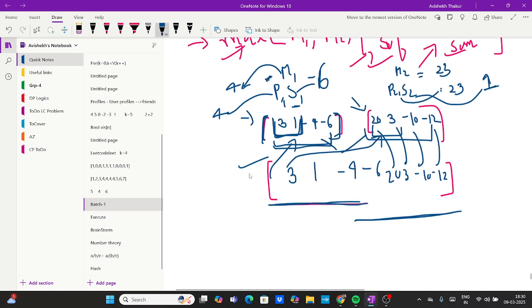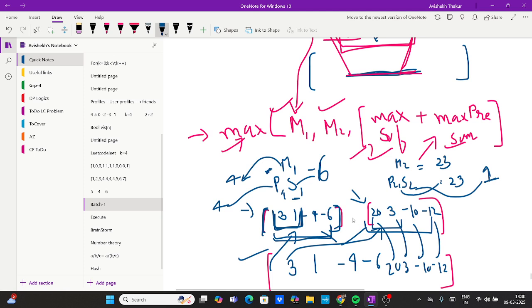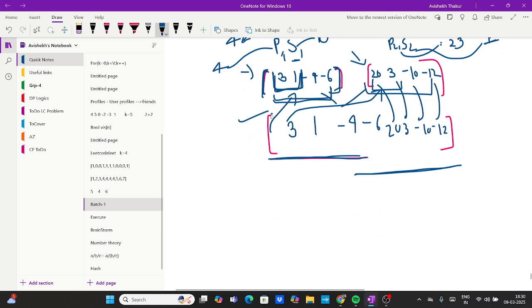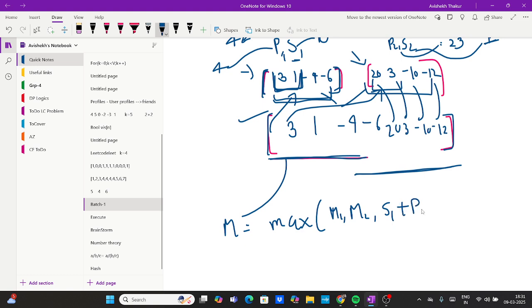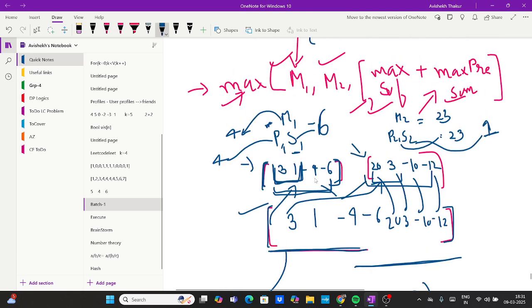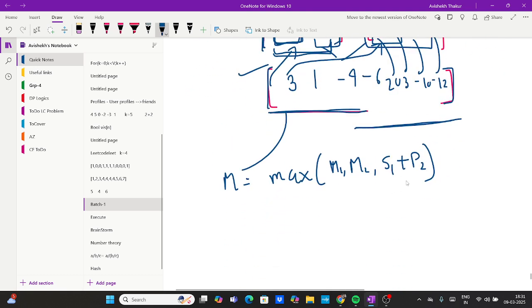So what I am asking is, for each smaller node you have M1, P1, S1, M2, P2, S2. We need to find M, P, S for this larger array. We kind of derived M, right? M is the max of M1 and M2. And S is S1 plus P2, not S2. Sorry, yes, correct.